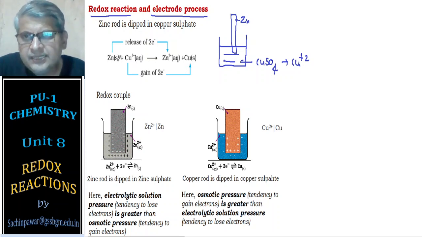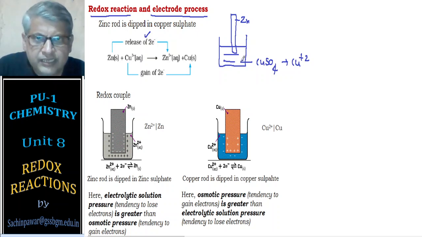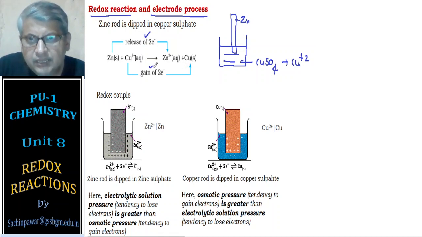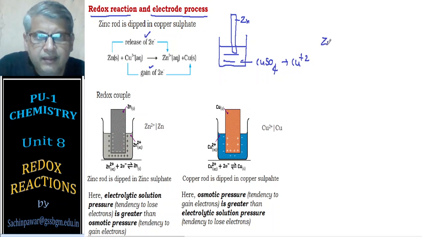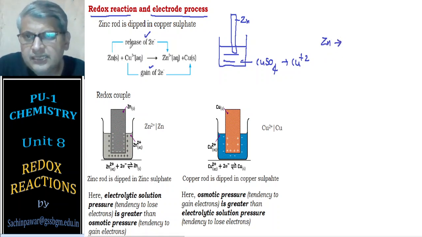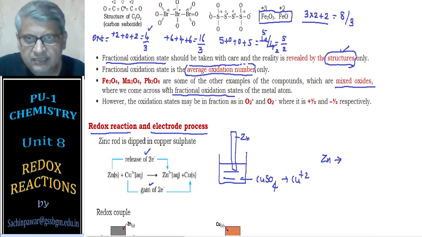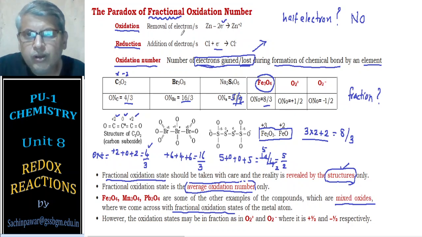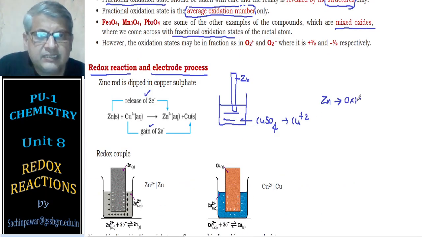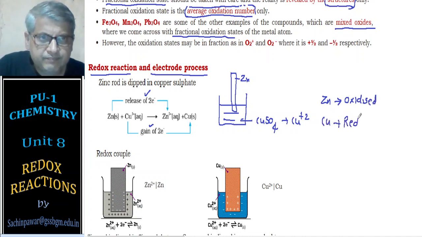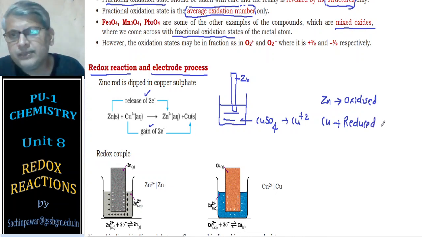So here you will see zinc from the rod is converted into Zn plus 2, that is it is losing electrons, and copper plus 2 from the solution is coating on the surface and it is becoming copper, so it is gain of electrons. And you know loss of electron means it is getting oxidized. I have already told you, so zinc is getting oxidized and copper is getting reduced.